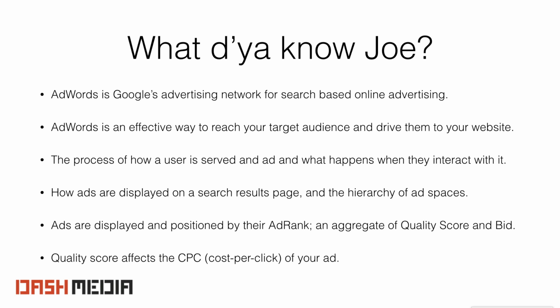We had a look at how somebody actually goes through the process of making a search engine query to clicking on an ad being displayed with a landing page, and how the auction process actually decides where on the page ads are displayed and where they're ranked. And that was all based on our AdRank, which of course, let's not forget, is made up of our bid and our quality score. And of course, our quality score affects our CPC, our cost per click.